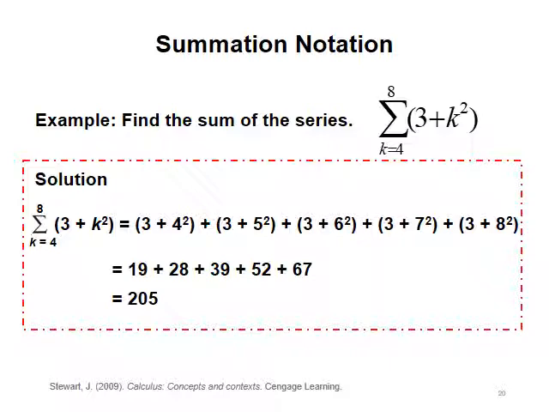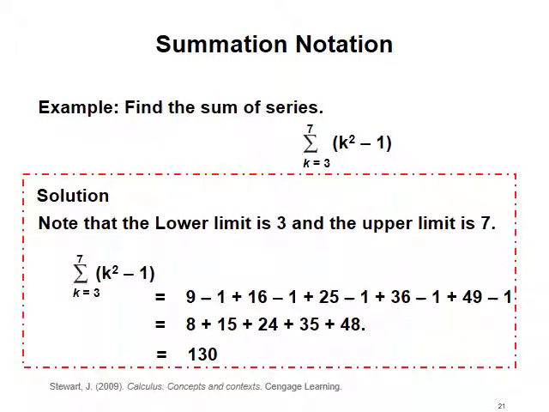I will show you a better way later on in our discussion. This is: find the sum of the series. He gave you the series from 4 to 8, 5 items, 3 plus k squared. So again, I will substitute k by 4, 5, 6, 7, 8, and I use the calculator to find the sum of this series.